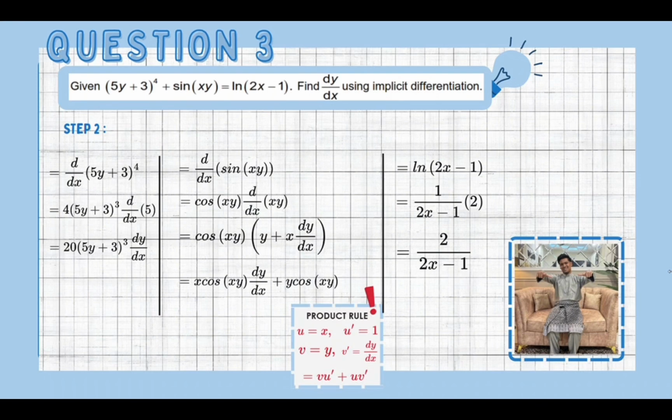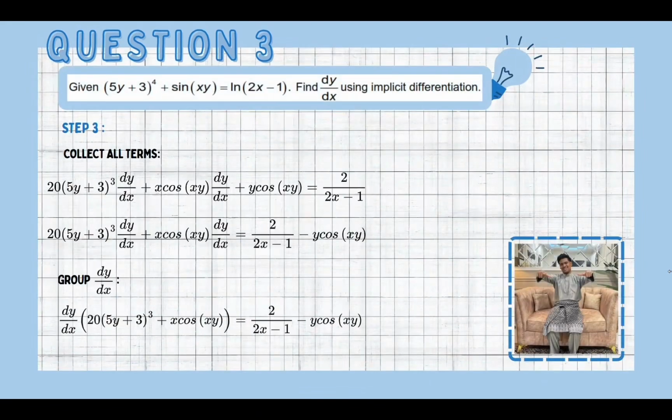Okay, for the second one is d over dx sine in bracket xy. We will use chain rule again. Since xy is a product, we use the product rule inside. As you can see, we will simplify and we will get x multiplied by cos in bracket xy multiply dy over dx plus y multiply cos in bracket xy. And the last one is ln in bracket 2x minus 1. We will differentiate ln and we will get final is 2 over 2x minus 1.